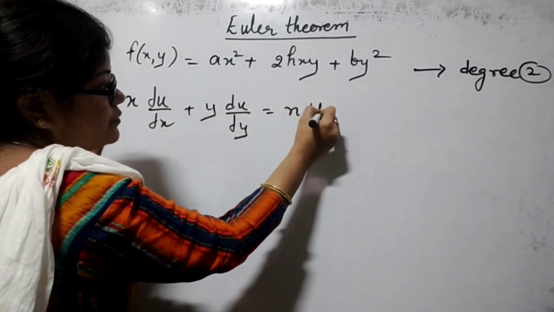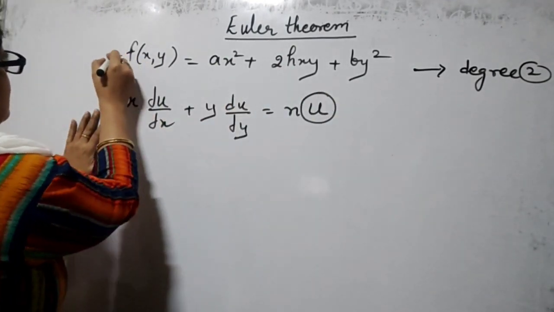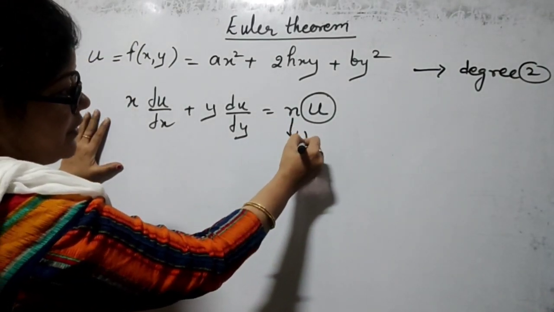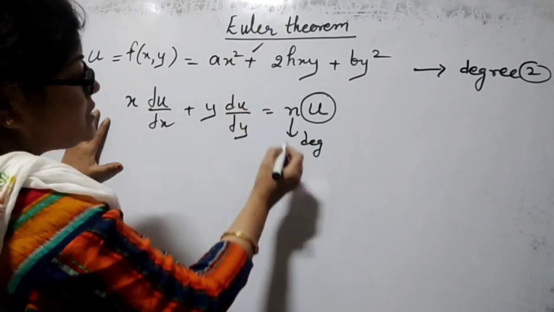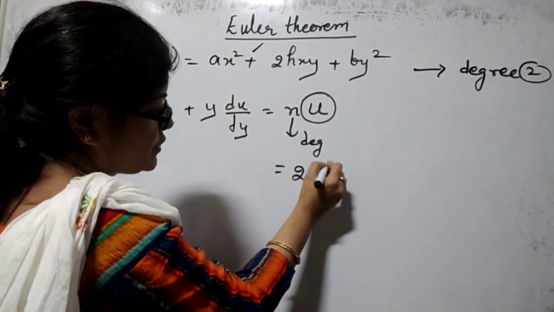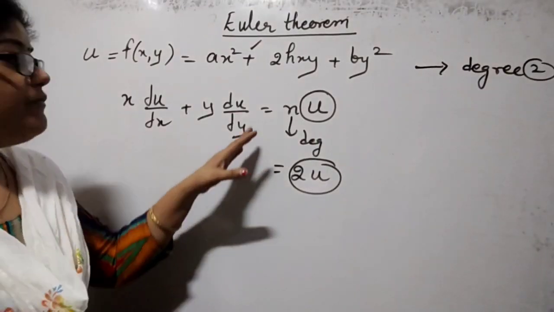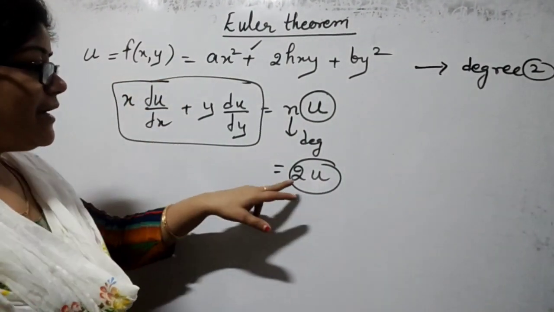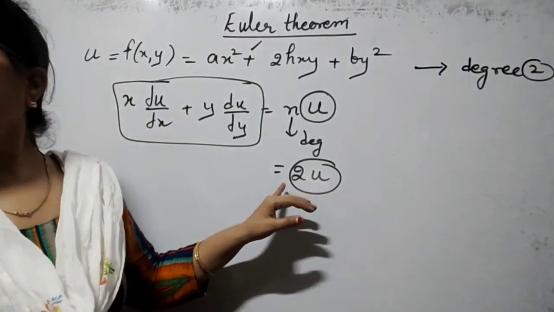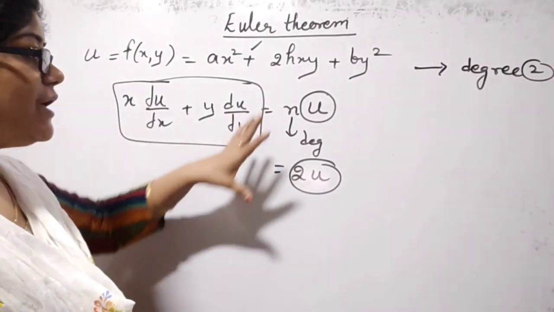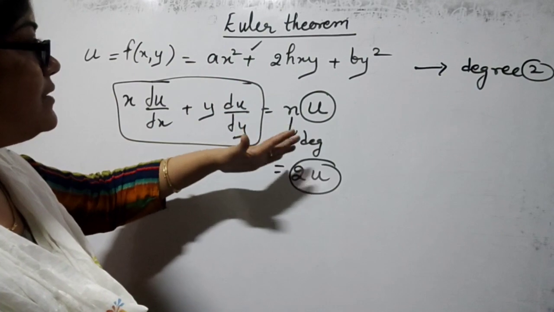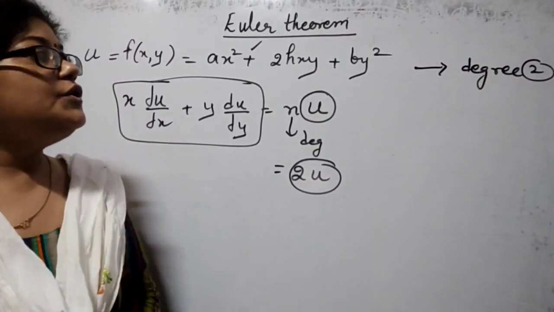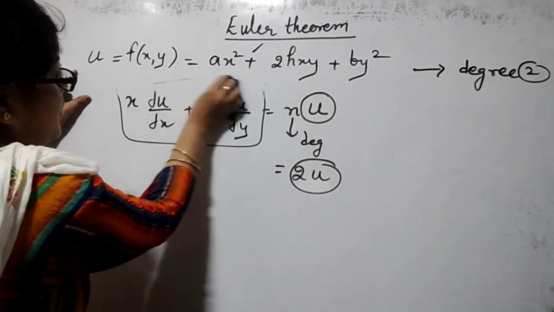According to Euler's theorem, we have x du over dx plus y du over dy is equal to nu, where u is the function. Here n is the degree of the function. When we solve this, we get 2 times the function, that is, the value of the function is multiplied by 2. So this is Euler's theorem, and now we apply it to verify whether this is correct or not for the given function.